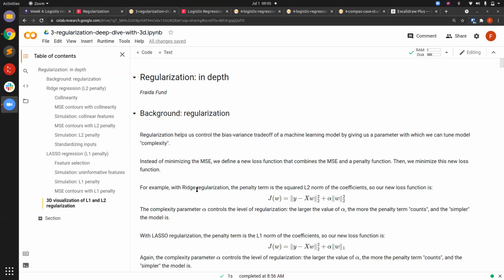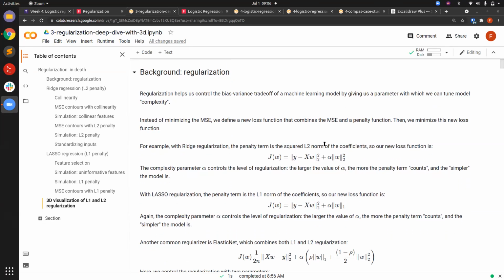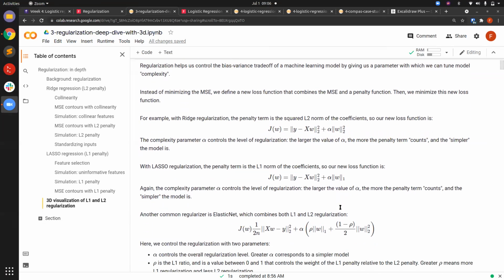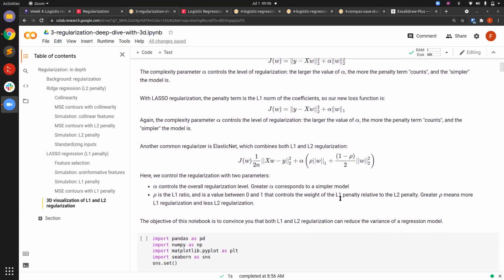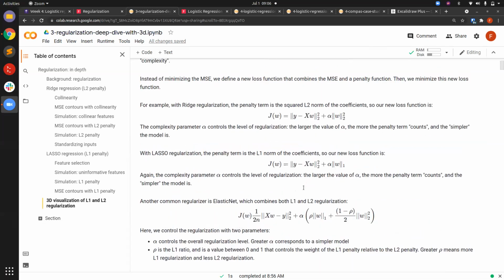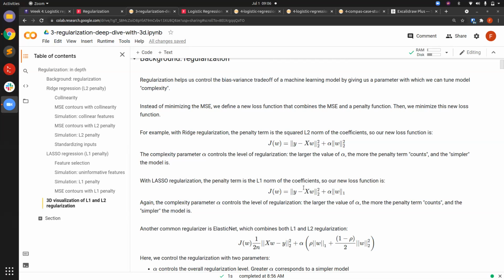So we start off today with regularization, which, as we know, helps us control that bias variance trade-off. And we talked about two categories of regularization, one in which the penalty term is the L2 norm of the coefficients, and one in which the penalty term is the L1 norm of the coefficients. And then we actually briefly mentioned, but didn't really discuss, another regularizer which combines both of the two. So today we're going to look more at what adding a penalty term does to a cost function and how it reduces variance.